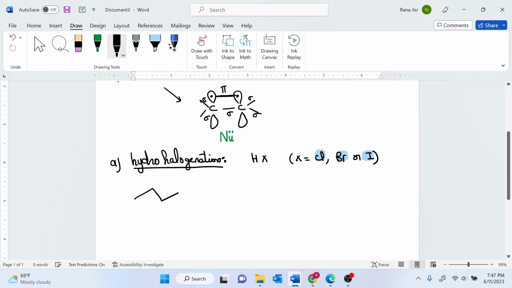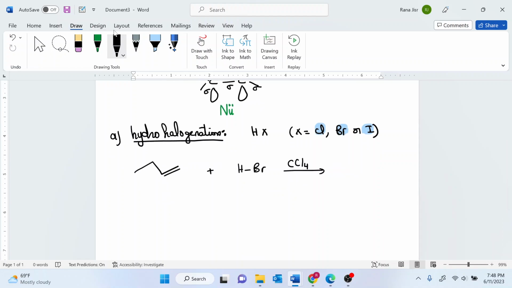For example, if we have this alkene and we are reacting it with HBr in the presence of carbon tetrachloride. Carbon tetrachloride is an organic solvent that dissolves both HBr and the alkene. First of all, you have to locate your nucleophile. And your nucleophile, which is the source of electrons, is always the alkene. Second, you have to locate your electrophile.